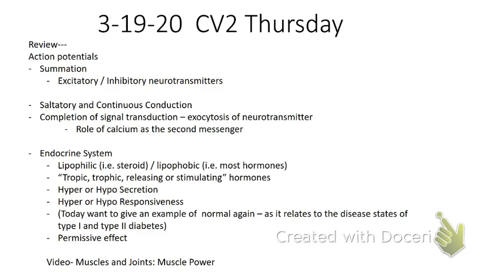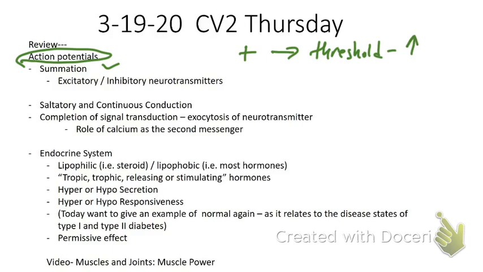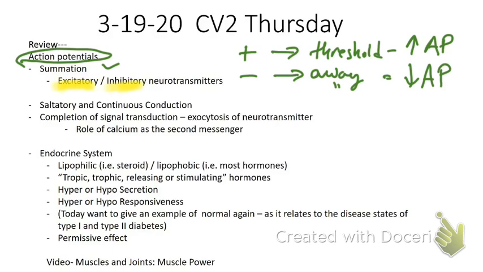Just want to bring us back to where we were this semester. As we're leading up to our next exam, we've looked at action potentials. We've seen a lot about summation. And we've seen how excitatory neurotransmitters bring neurons closer to threshold and make action potentials more likely. And then we've seen how inhibitory neurotransmitters, on the other hand, take cells away from threshold and make an action potential less likely. Hopefully you guys are good there with excitatory and inhibitory neurotransmitters and how that works with summation.